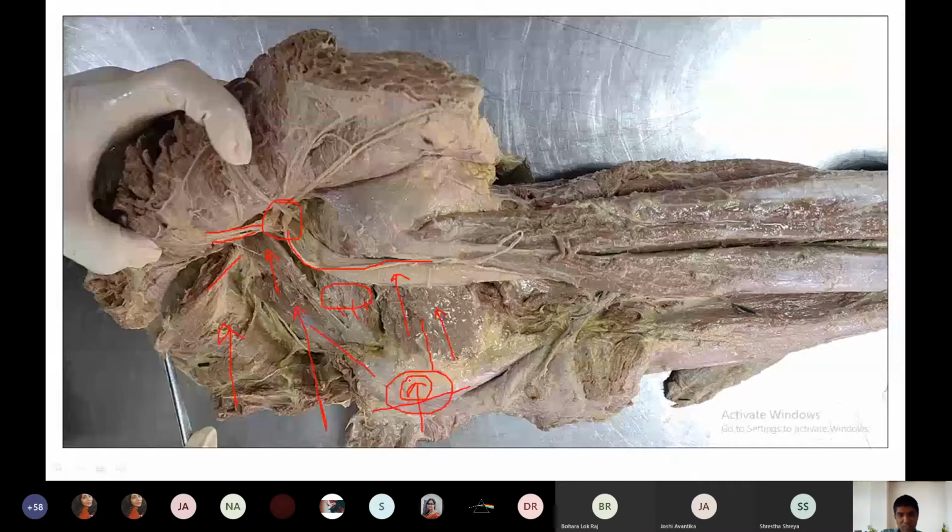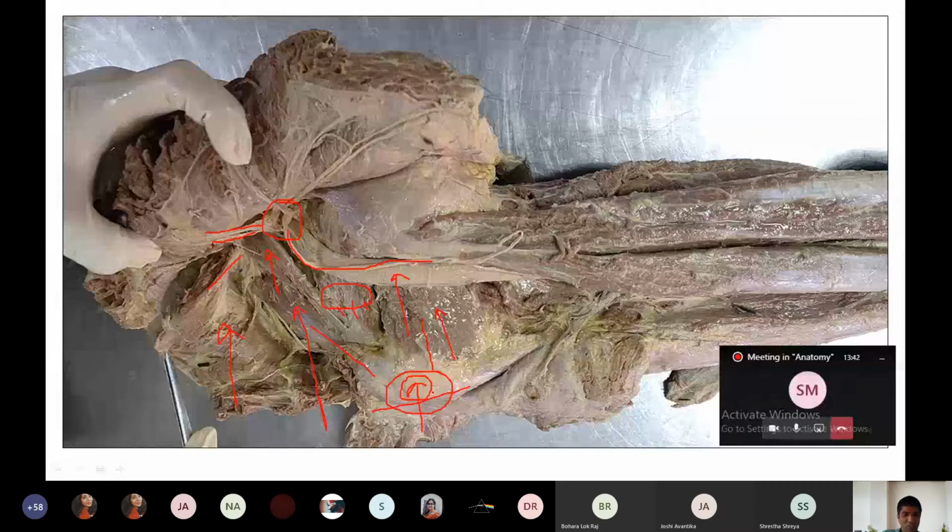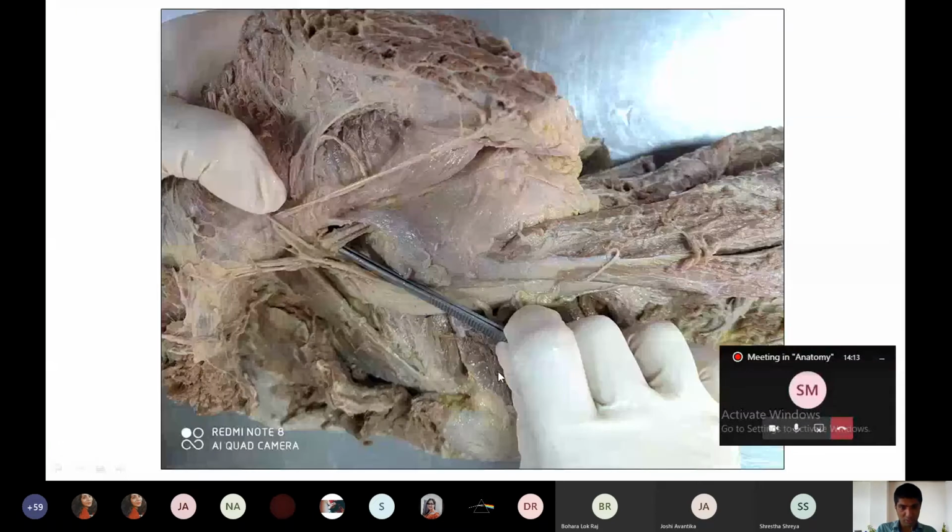So like this, sometimes we can point such structures, so you have to identify these important structures. This one is the greater trochanter. You can see it's covered by the fascia and the muscles of the gluteal region. So the bony part is not visible, but you can say the landmark is visible. It's a surface mark that is visible here in this region. So in this way we have finished the gluteal region before.